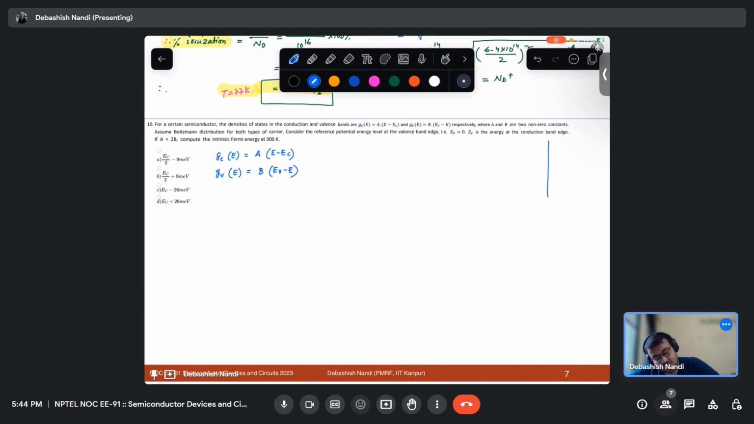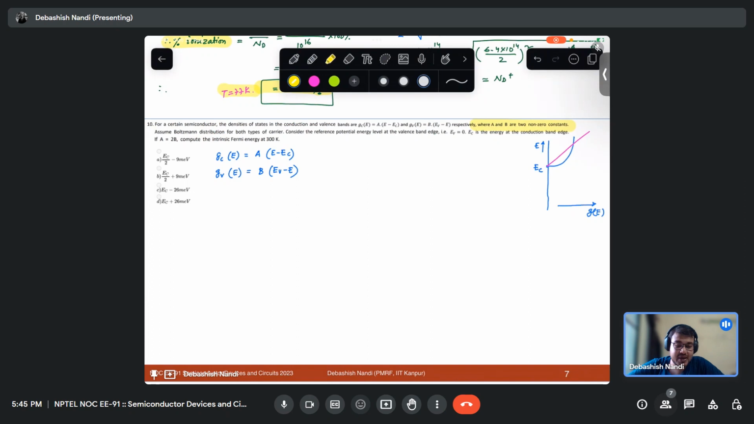We always assume that if this is my GE and this is my E axis and it is my EC, conventionally we assume this, and from that we derive the formulas. Now what is given? They have given that it is like this, a straight line. Now do the calculation. This is given where A and B are two non-zero constants. Assume Boltzmann's distribution for the type of carrier.